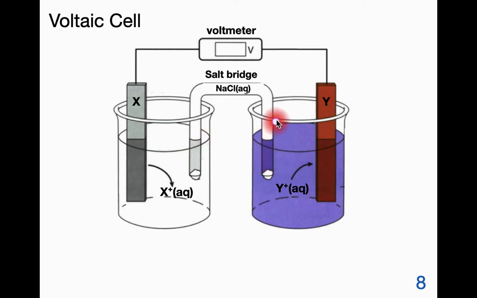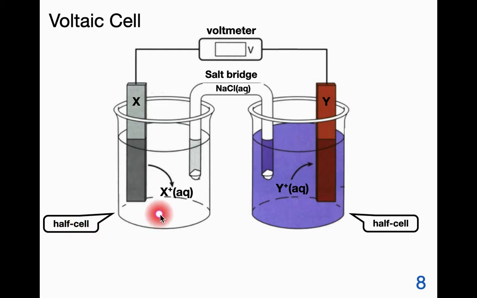This is called a salt bridge. It contains sodium chloride or any other ionic compound. We'll talk about that in a minute. And a voltmeter that we can use to read the voltage of our cell. Okay, so each one of these, we can think of as beakers. At school, we build these very simply. I'll probably show you one as a demo. Each beaker is referred to as a half cell. Together, we have our voltaic cell.